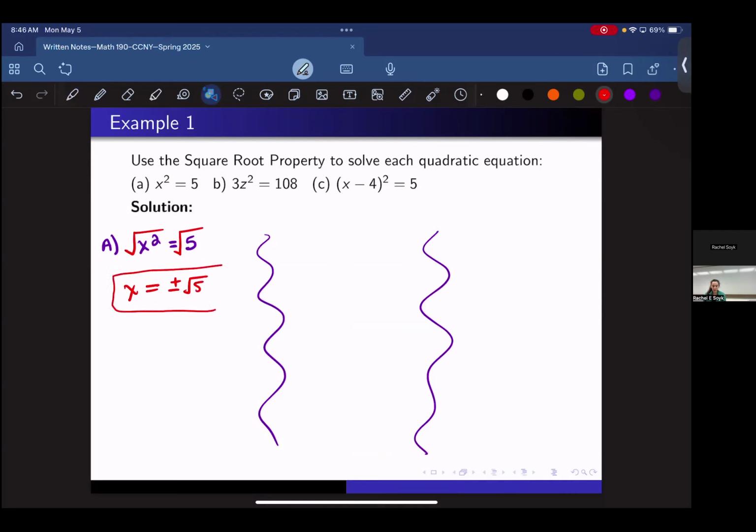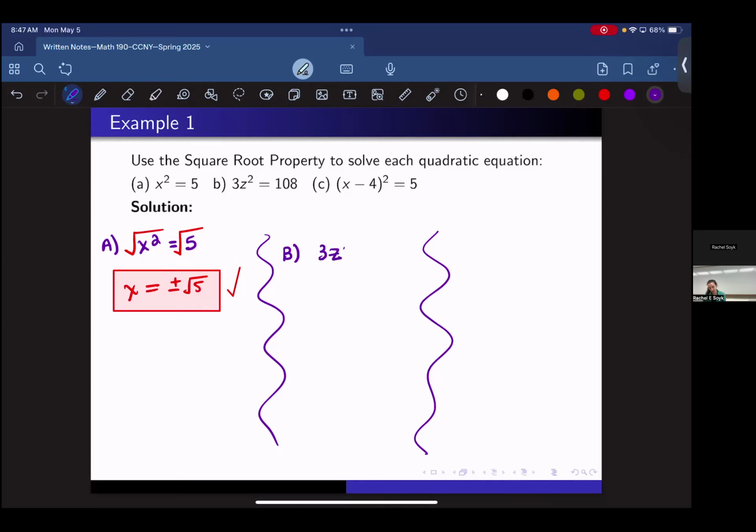In these very straightforward and simple examples, you technically don't really have to check, because if you just look at this and you square it, you're obviously going to get 5 again. So I guess you can check, but it takes half a second. All right, let's jump into B.